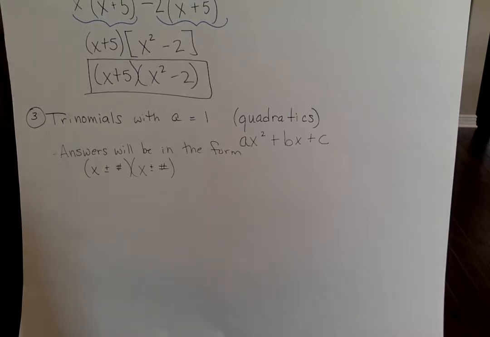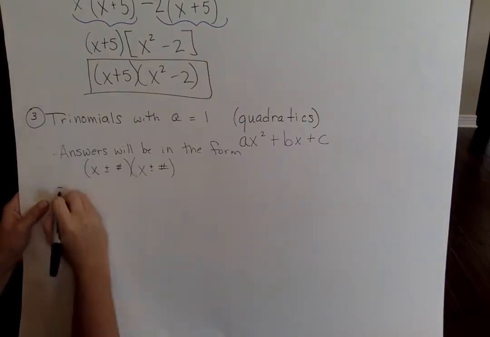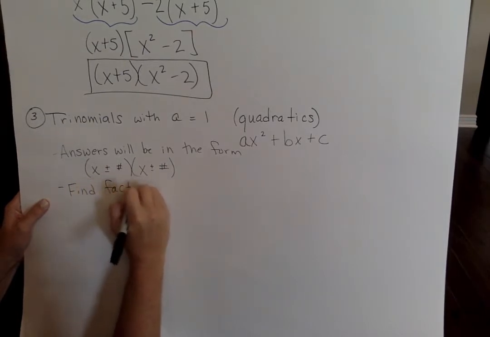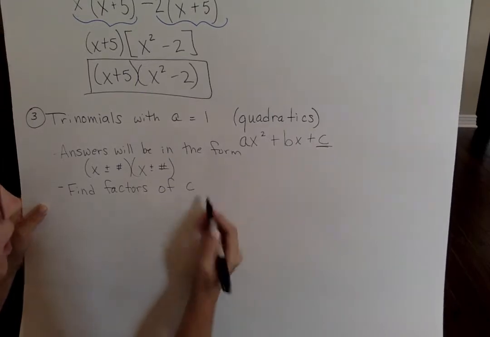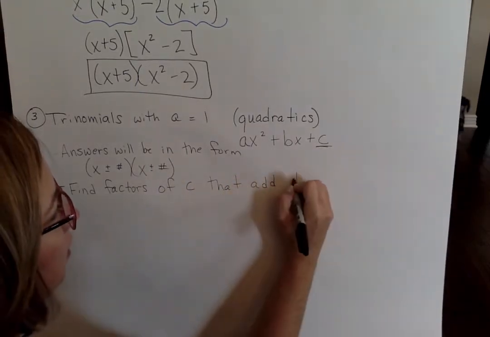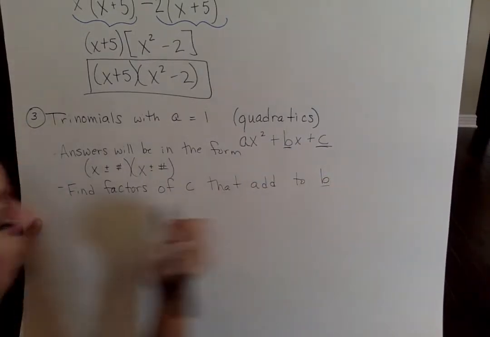And here is how we find these numbers. Okay, we're going to find factors of C, right? So this value here, that add to B, this number here.